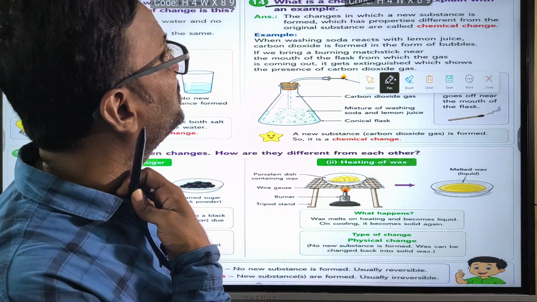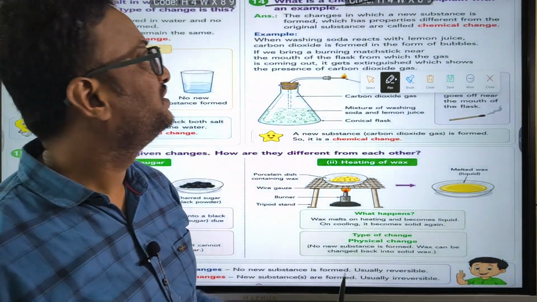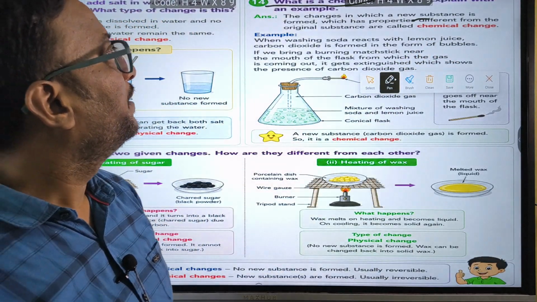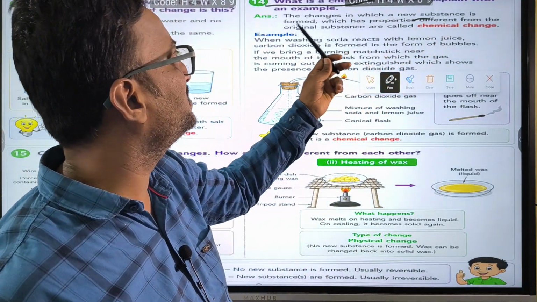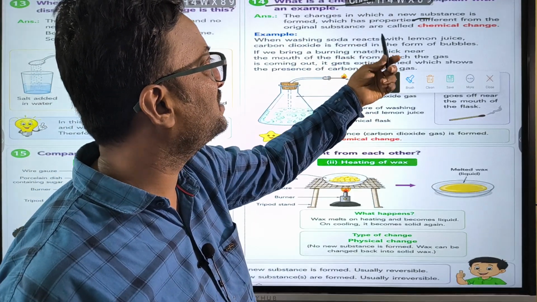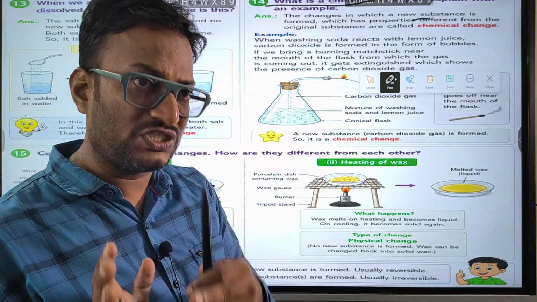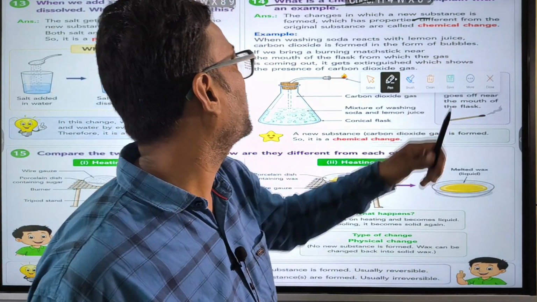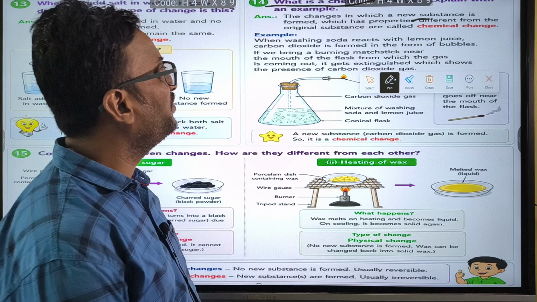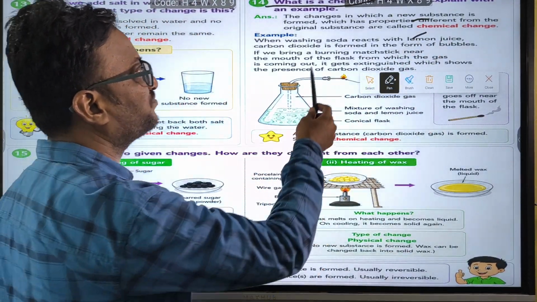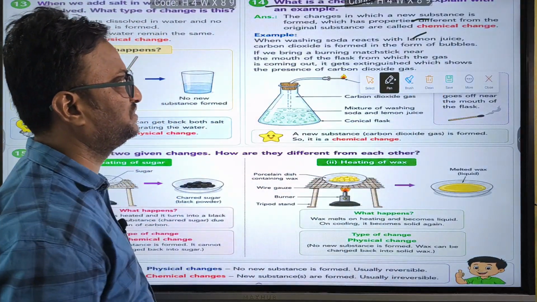What is a chemical change? Explain with an example. The changes that take place where a new substance is formed, with different properties, new properties. The original substance loses its properties. So that is why it is called a chemical change. Example, when washing soda reacts with lemon juice, carbon dioxide is formed in the form of bubbles.